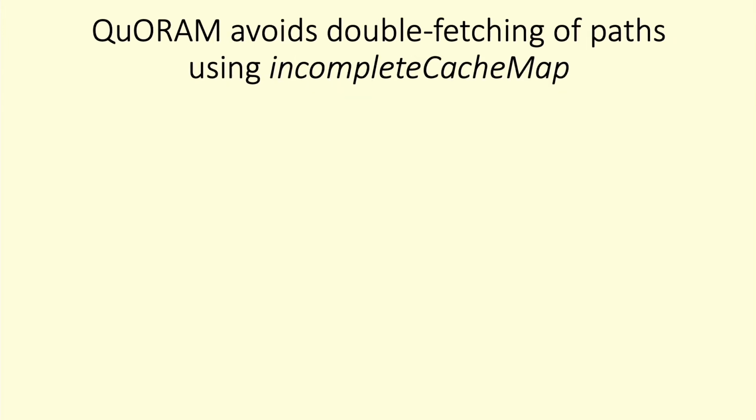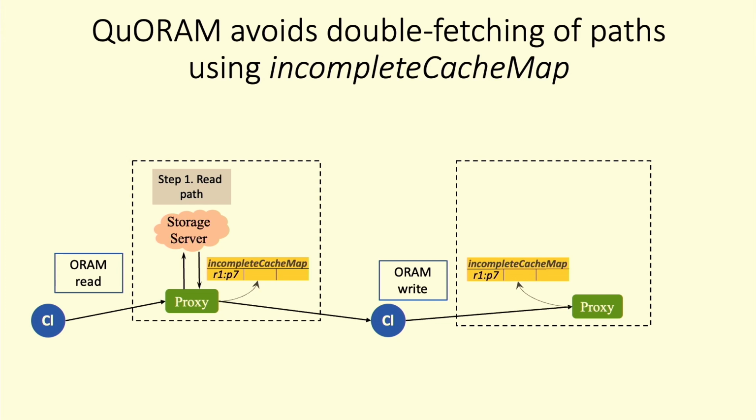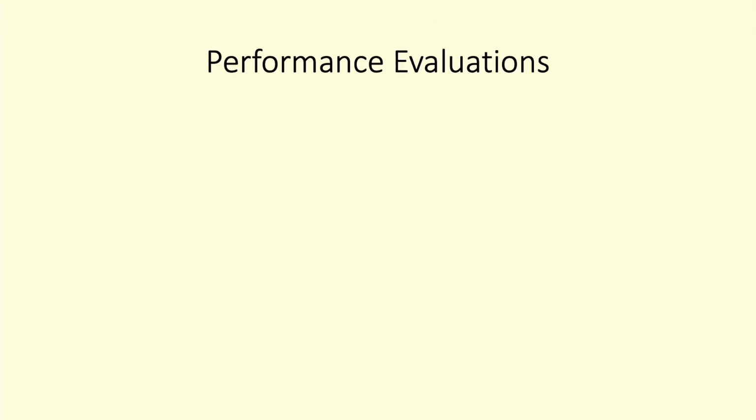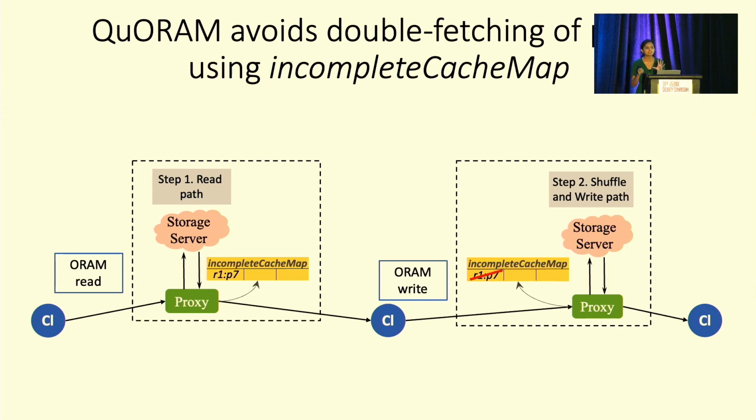To see how this helps us mitigate the double fetching, let's go back to our example where a client sends an ORAM read request, for which the proxy adds this request to the incomplete cache map and only performs the read operation. And in the second step, when it receives the ORAM write request, it checks for this entry, removes it, and then performs the write operation. So hopefully this gave you an intuition on how we achieve replication as well as hide the access pattern. Now let me discuss our performance evaluations.